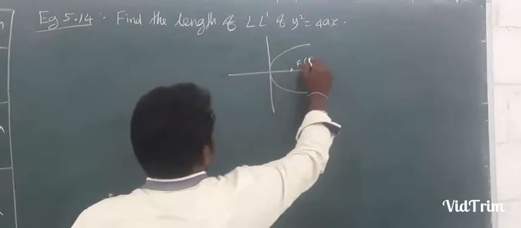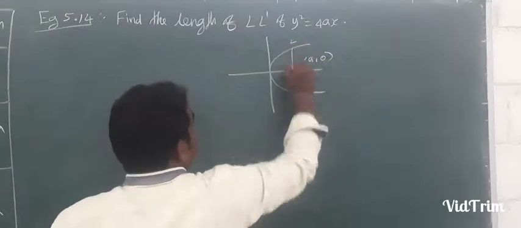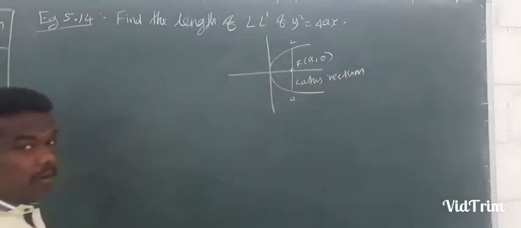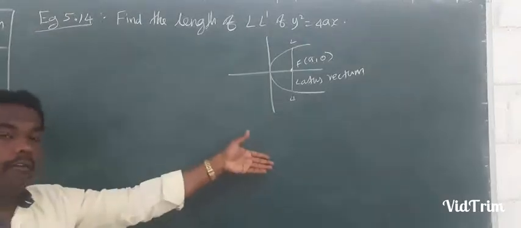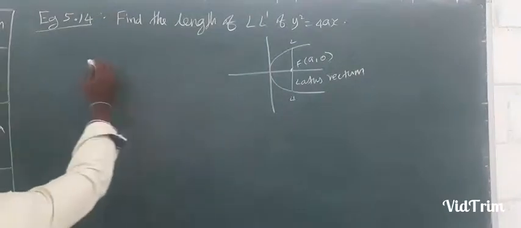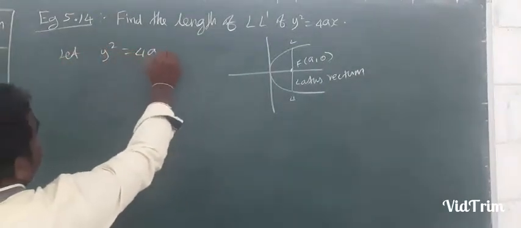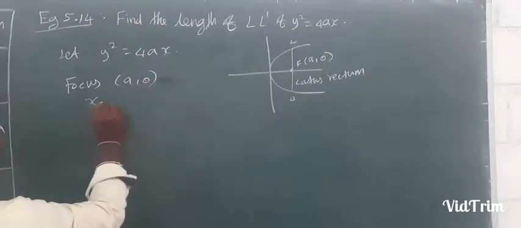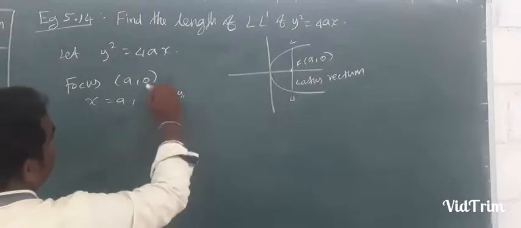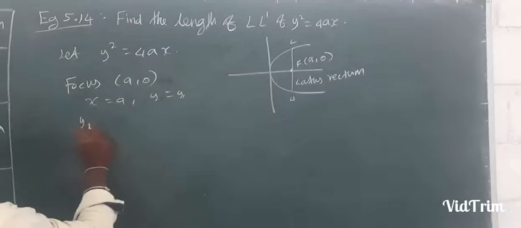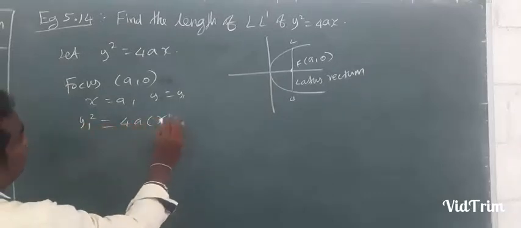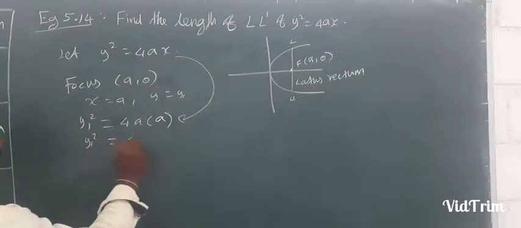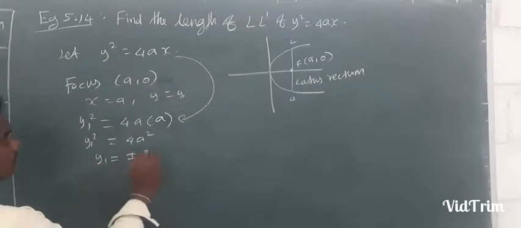Here the focus is a comma 0, and this is L dash. This is the latus rectum. Now we are going to find the length. Already you know about that: the length is always 4a, but we have to prove how 4a comes. Let y squared equal to 4ax, with the focus a comma 0. Here the x value is a and the y value is y1. We substitute that, so y1 squared is equal to 4a into a, that is x, because the x value is a. That is y1 squared is equal to 4a squared. Then y1 will be plus or minus 2a.